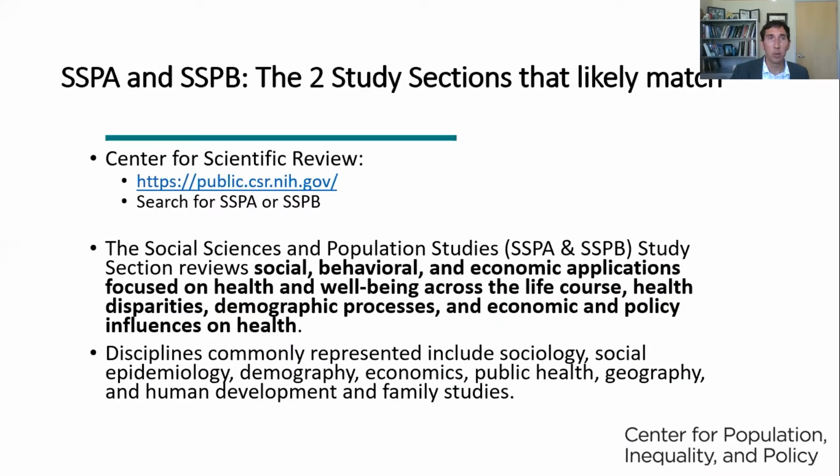So who is in SSPA and SSPB? The study sections that are likely to match social science research and population dynamics research. Well, you can find that via the publicly available website as well on NIH. They review social, behavioral, economic applications focused on health and well-being across the life course, health disparities, demographic processes, economic and policy influences on health. Again, very broad, fits a social science faculty. The disciplines that are commonly represented in SSPA and SSPB: sociology, social epi, demography, econ, public health, geography, and human development and family studies. Again, quite broad.